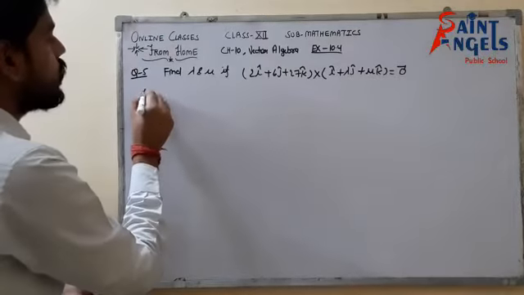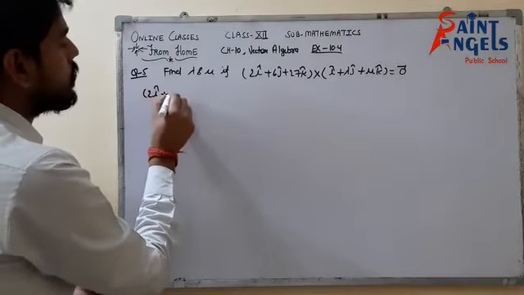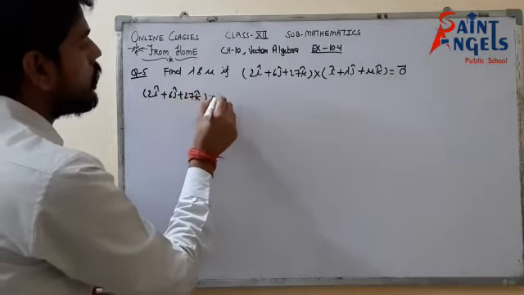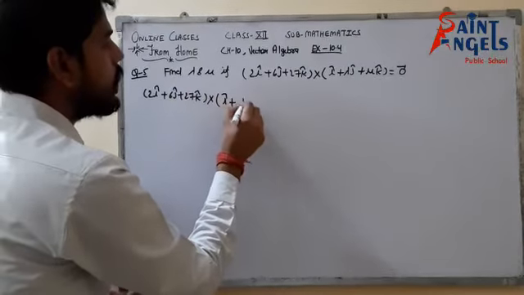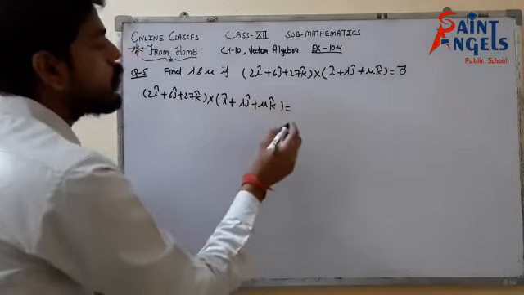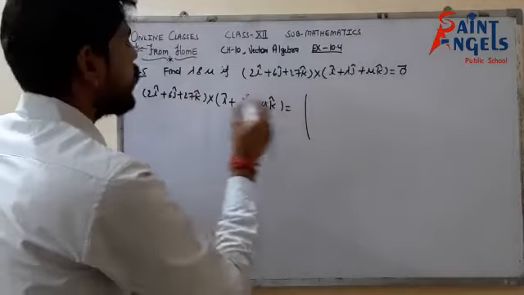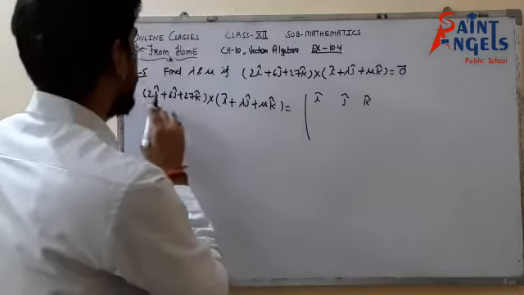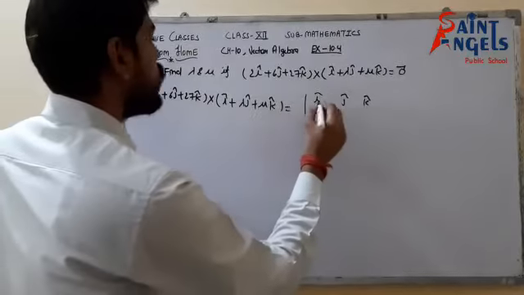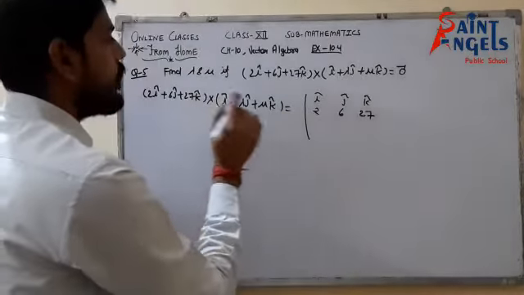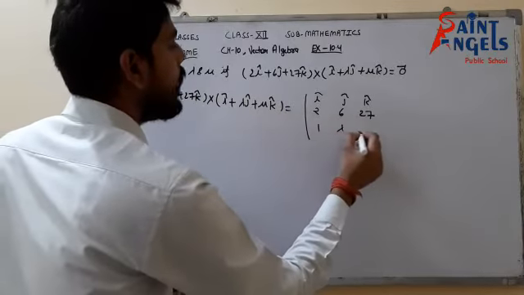So that is 2i cap plus 6j cap plus 27k cap cross i cap plus lambda j cap plus mu k cap equals to. We will solve it by the determinant form. So i cap, j cap and k cap. Here the coefficients of i, j and k in the first vector are 2, 6, 27. In the second vector these are 1, lambda and mu.